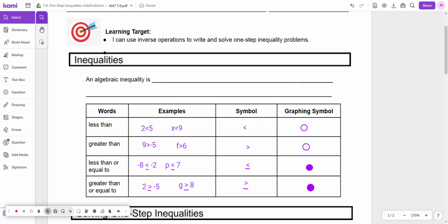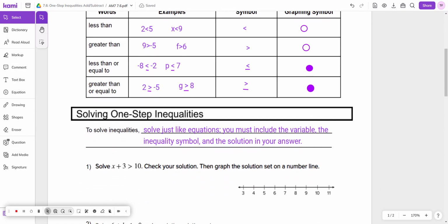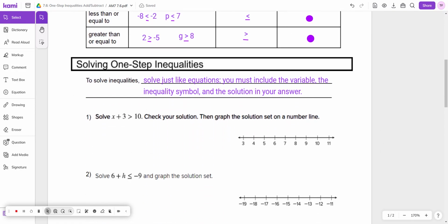So, just a quick refresher. We talked about the words less than, greater than, less than or equal to, or greater than or equal to. We talked about arithmetic examples that I just highlighted here. We talked about algebraic examples that I just highlighted here. We talked about the different symbols. And we also talked about the graphing symbols because we have to graph it as well. All right, so let's go ahead and get rocking and rolling with it.